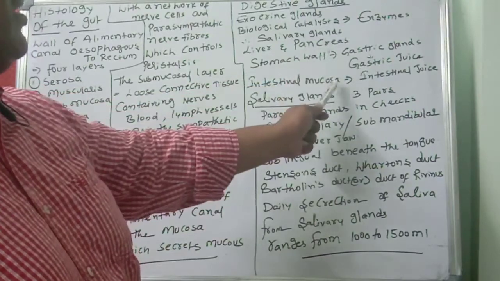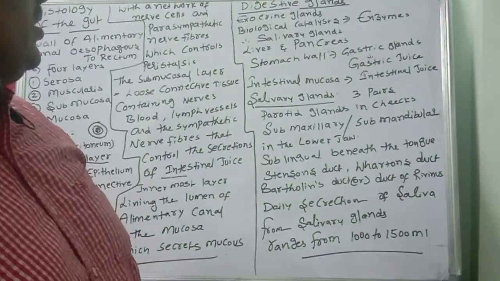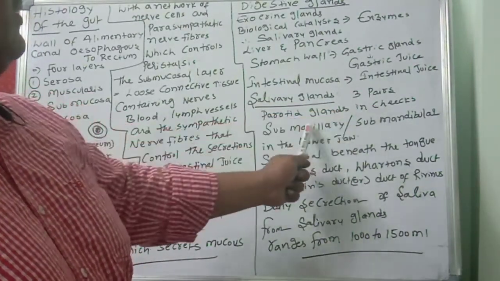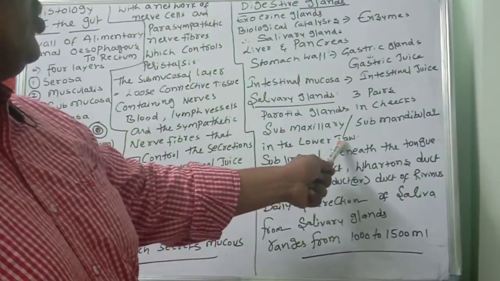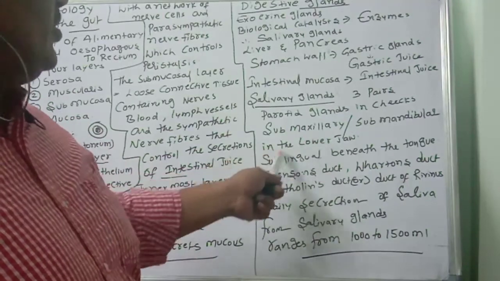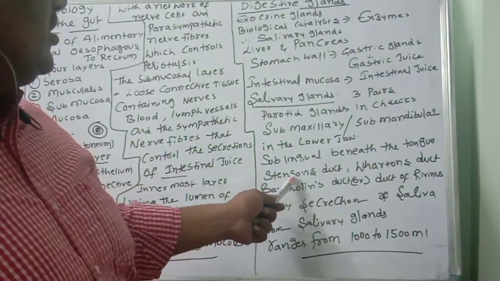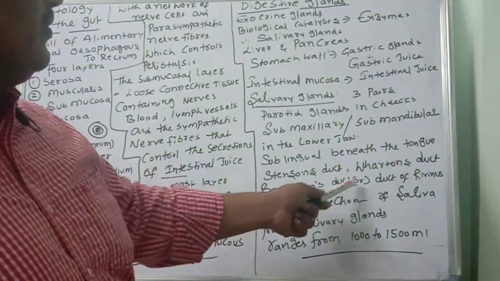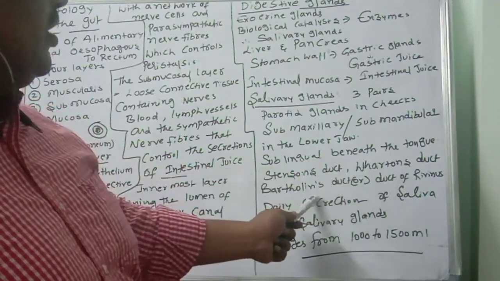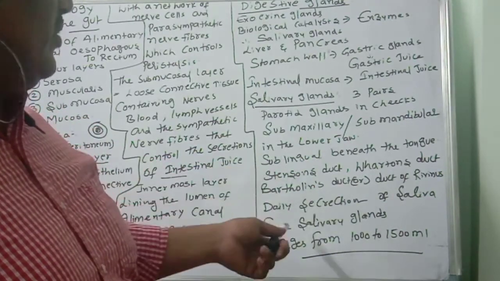The intestinal mucosa also secretes mucus, and some glands secrete intestinal juice. Salivary glands have three pairs: parotid glands in the cheeks, submaxillary or submandibular in the lower jaw, and sublingual beneath the tongue. So Stenson's duct, Wharton's duct, Bartholini's duct, or duct of Rivinus are present in the salivary glands.